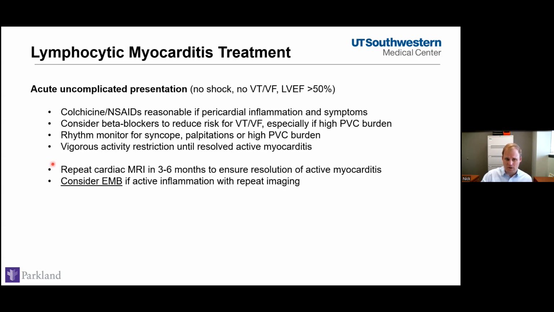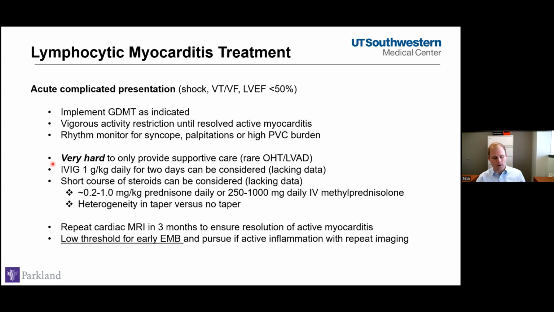Are we missing sarcoid? Are we missing a giant cell? Are we missing an eosinophilic myocarditis related to a medicine? All of those things have to be considered within the differential. But again, very few patients progress to that level. And by far, the majority of patients do not have ongoing inflammation on repeat MRI.